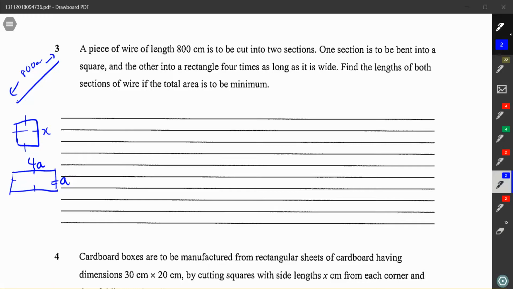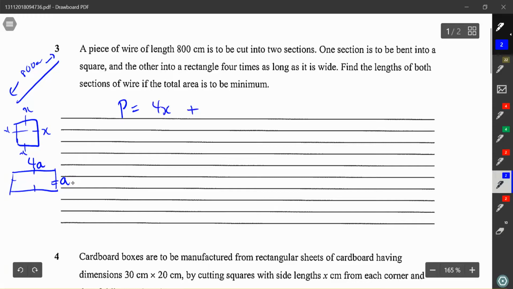Perfect. See, if I added all of this here, the perimeter of all this, plus the perimeter of all of this, it should add up to 800. So write it down. Write down the perimeter should equal, if I added all the sides of a square, it should have been 4x plus, now if I added these sides, that should be 8a plus 2a. Yeah, because you got 4a plus 4a plus a plus a, so 8a plus 2a is technically 10a. So you got 4x plus 10a, and we know that the perimeter, as Hamish said, should add up to 800.